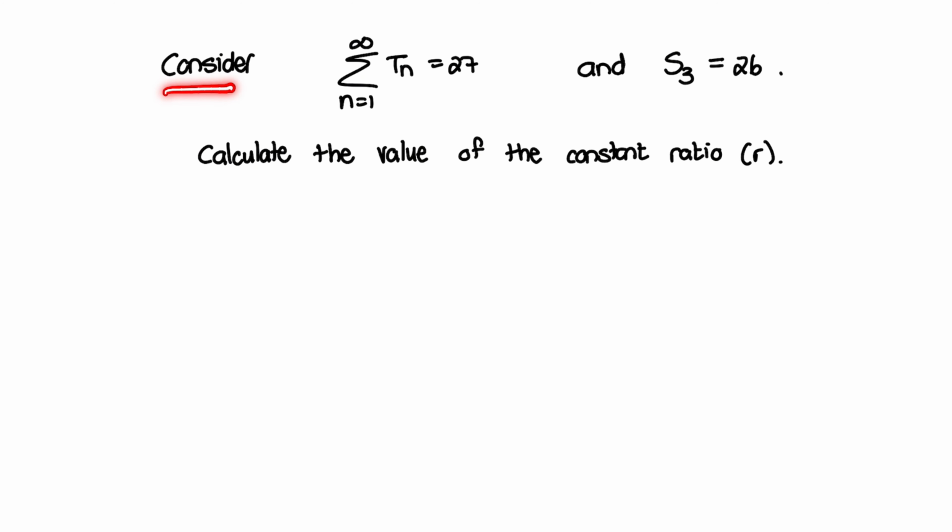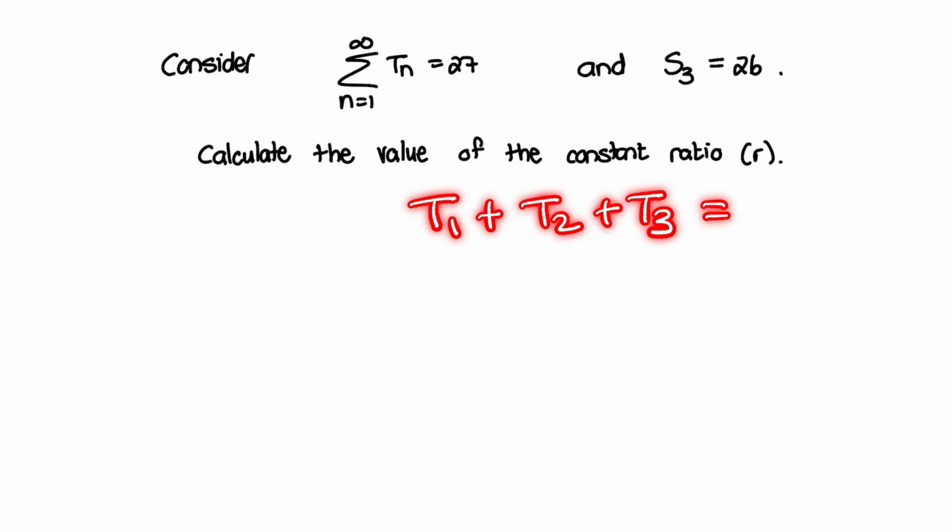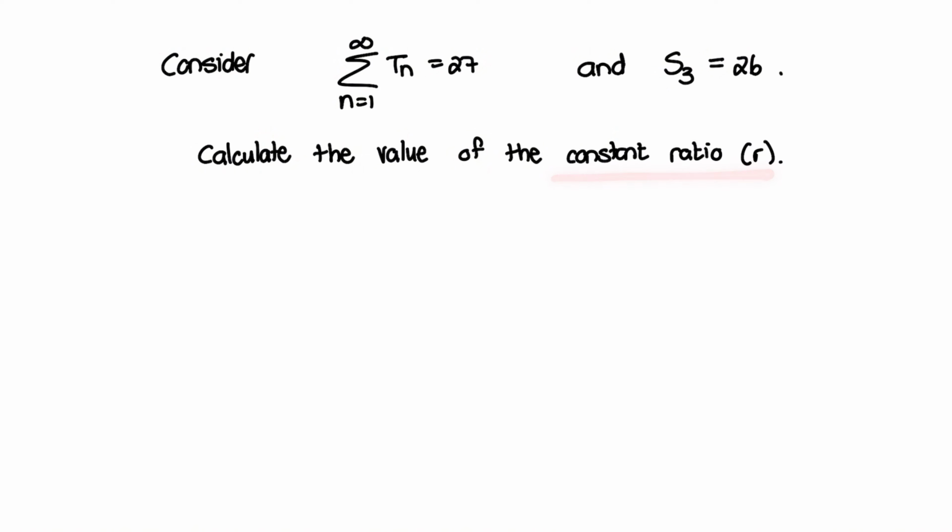So let us consider the following sigma notation with a lower limit of 1, an upper limit of infinity. We don't know what the term is, but we know that the sum to infinity is equal to 27. Remember that sigma represents Sn, and the upper limit of infinity tells me we have the sum to infinity. And it is given that S3 is equal to 26. That means that term 1 plus term 2 plus term 3 is equal to 26. The question is, calculate the value of the constant ratio.